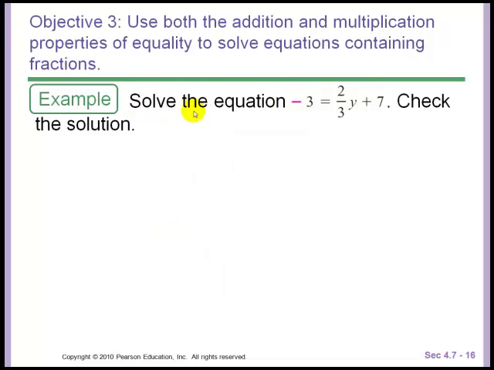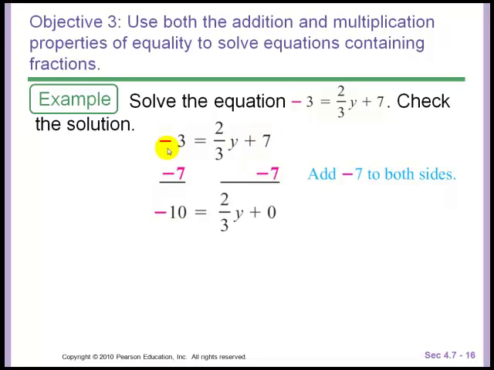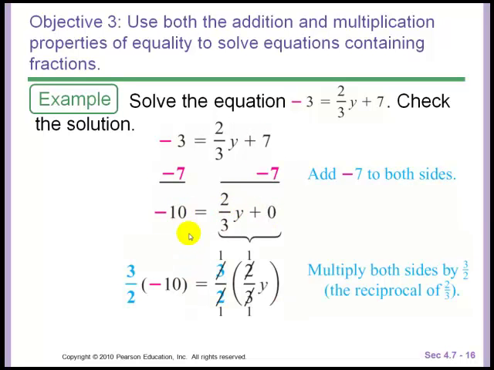Another example. Solve the equation negative 3 equals 2/3 y plus 7. Check your answer. We again will start by removing this constant from the right side and moving it over to the left side. We do that by adding a negative 7 or subtracting 7 from both sides. We wind up with negative 10 equals 2/3 y plus 0, or simply negative 10 equals 2/3 y.